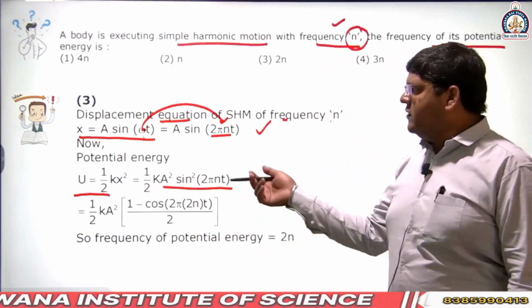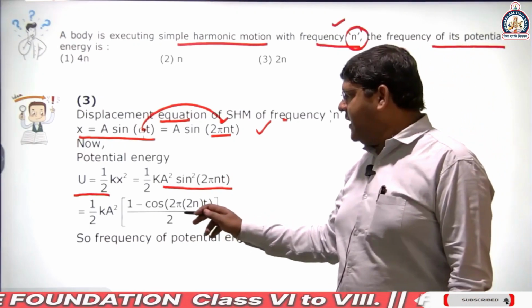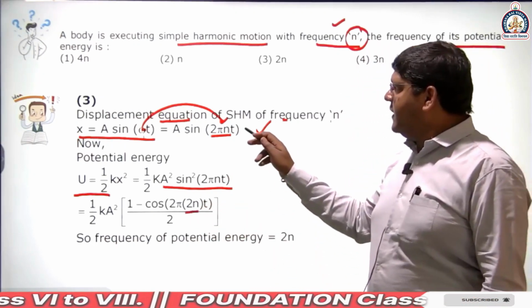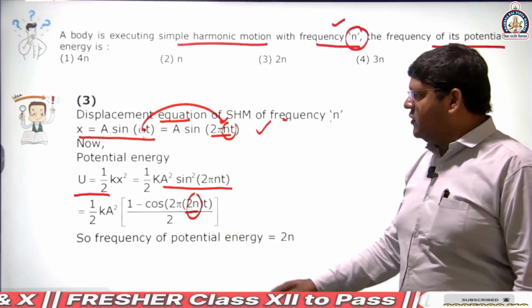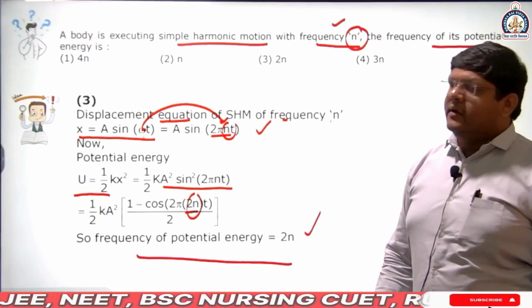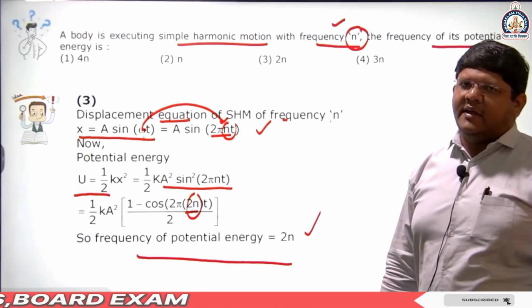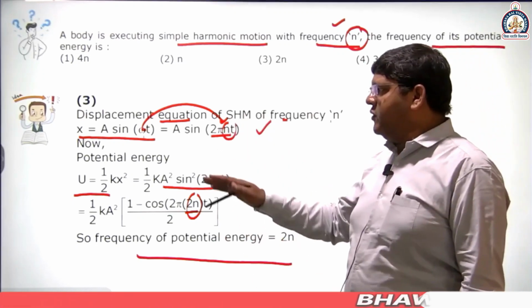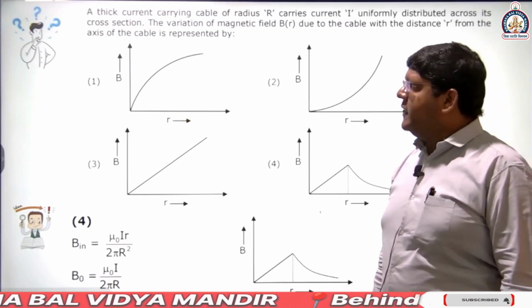Using the relation sin square theta is 1 minus cos 2 theta upon 2, we get this relation. Now in this we can say the frequency is n, and in this the frequency is 2n. So the frequency of potential energy comes out to be 2n. Similar questions can be asked related to other energy concepts, kinetic and total energy. We just have to put the values and calculate the result. Now moving to the next question.